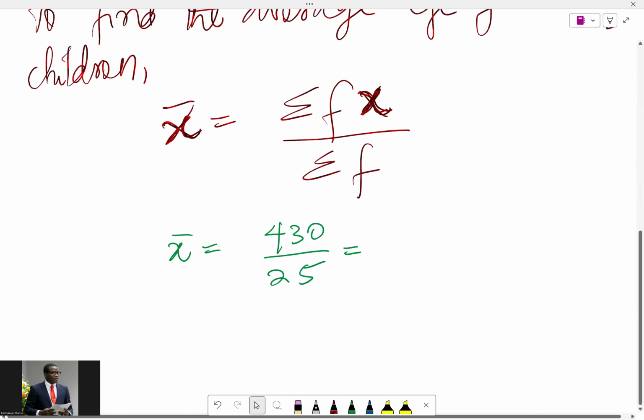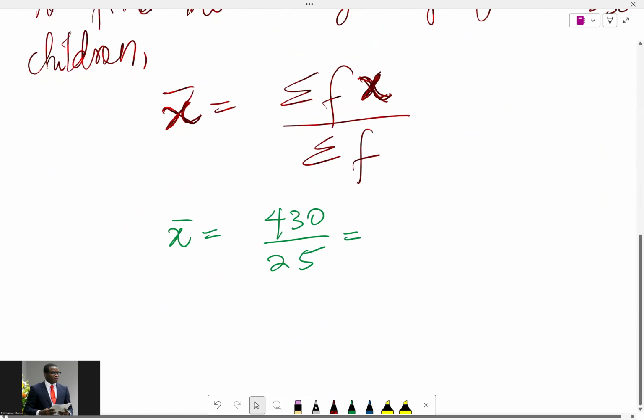So what's the easy way? If you multiply 25 by 4, you get 100. So if you multiply 430 by 4 also, it's easy to divide. But if you have your calculator, just punch it and get your answer. Let me just do that trick now. So we have 430 times 4 over 25 times 4.